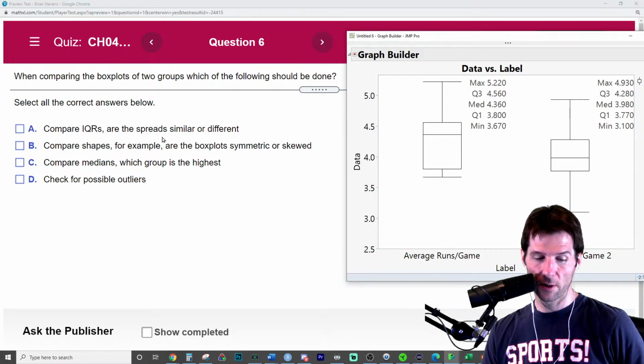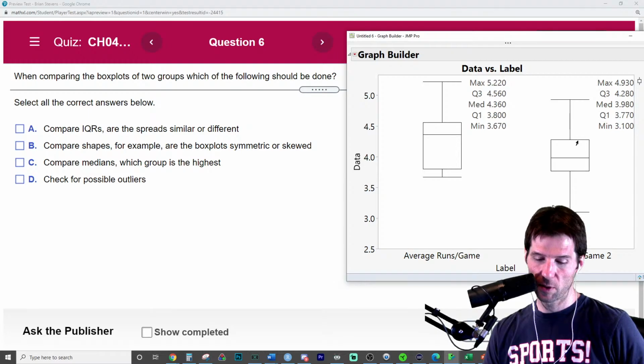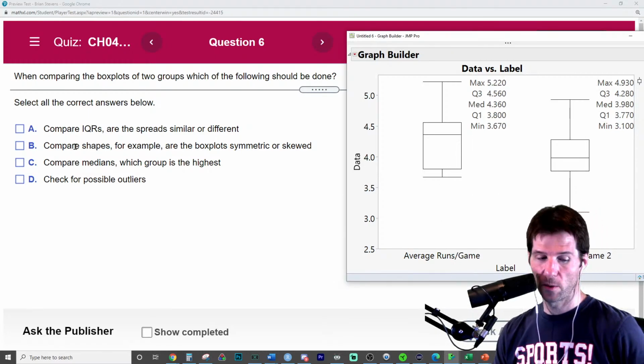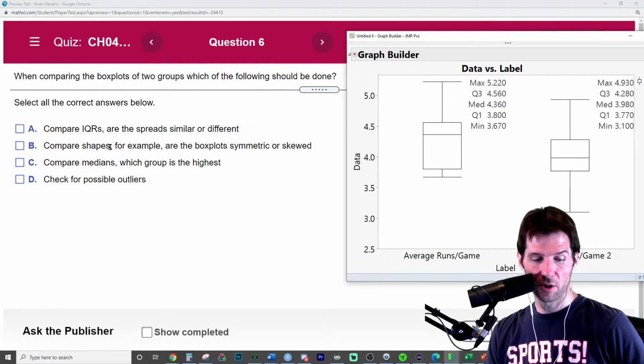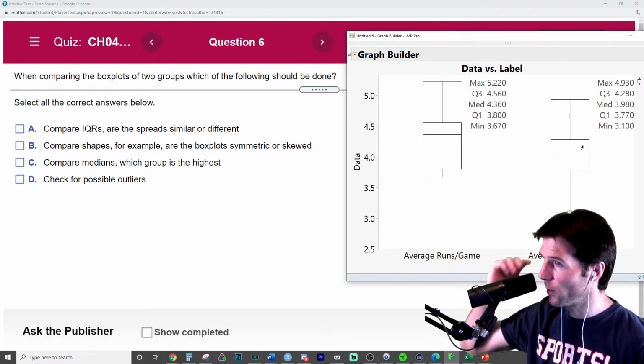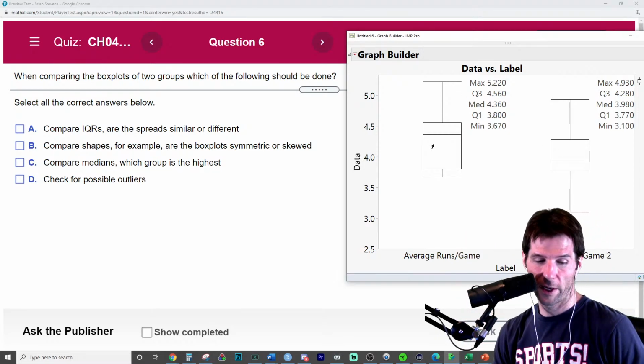Compare the IQRs. Are they similar or different? Yeah, look at that. League 1 has a bigger IQR. Compare the shape, for example. Are the box plots symmetric or skewed? Look, this one here is mostly symmetric, and that one over there is skewed a little to the right, to the high side. The tail's pulled out to the right.